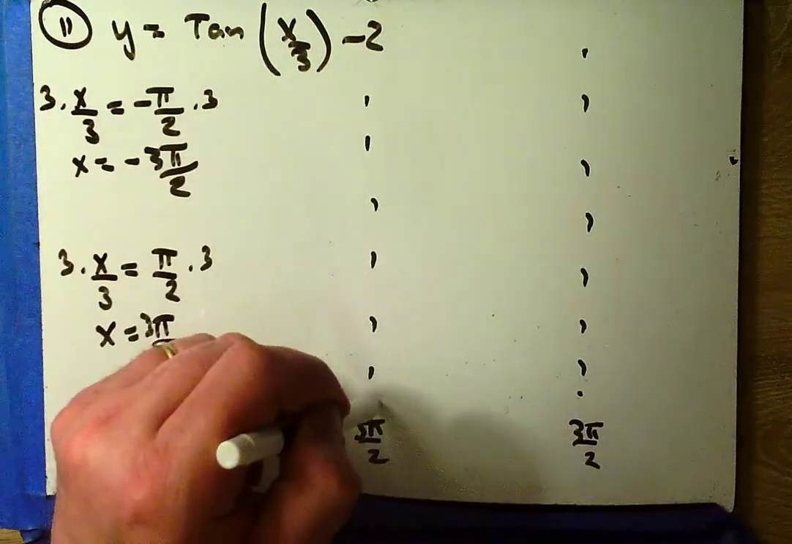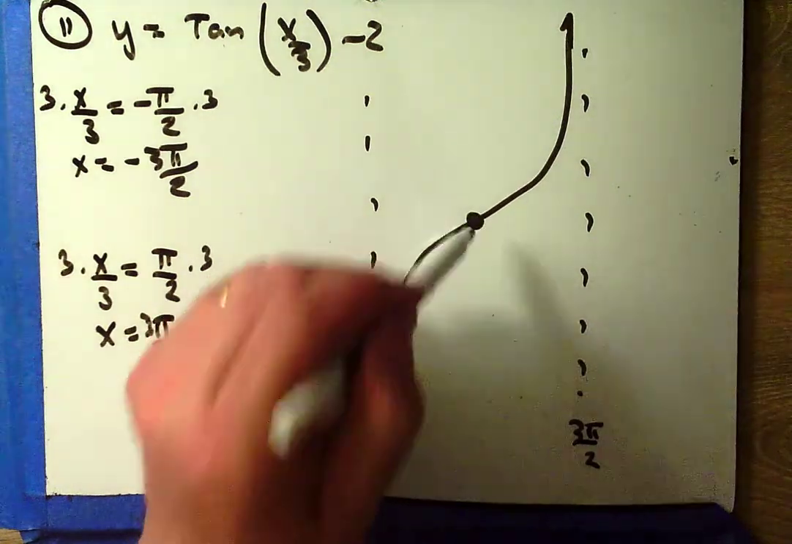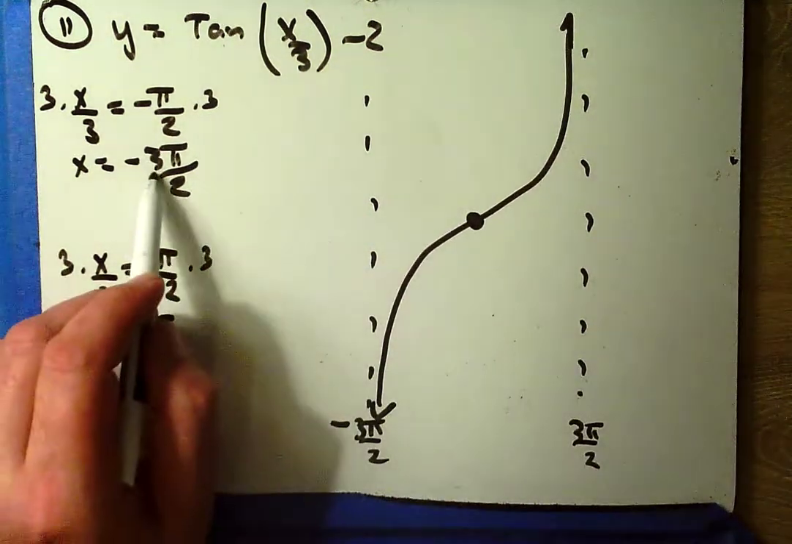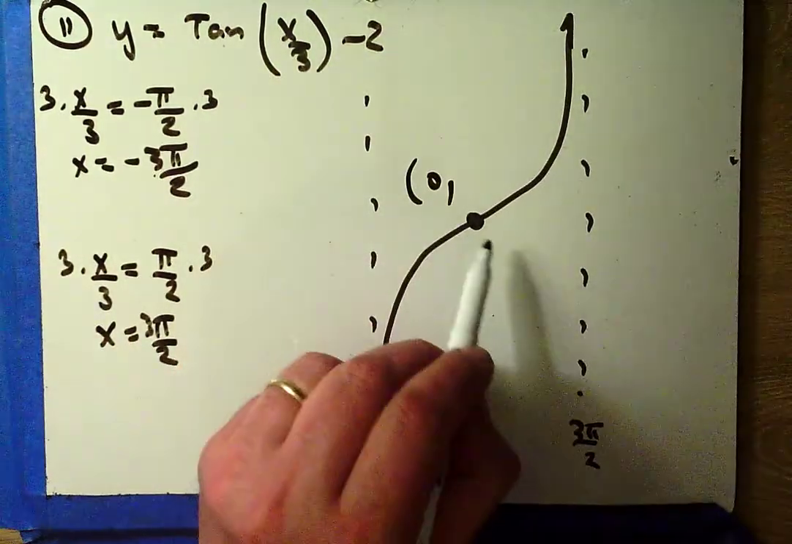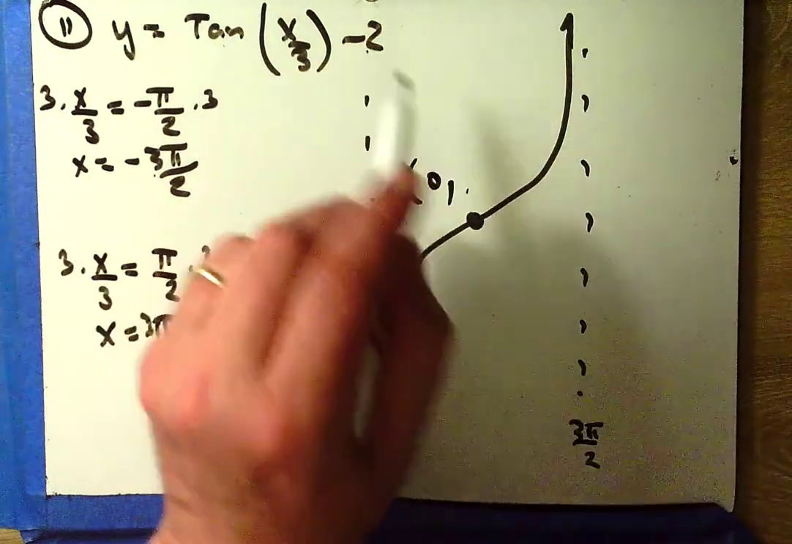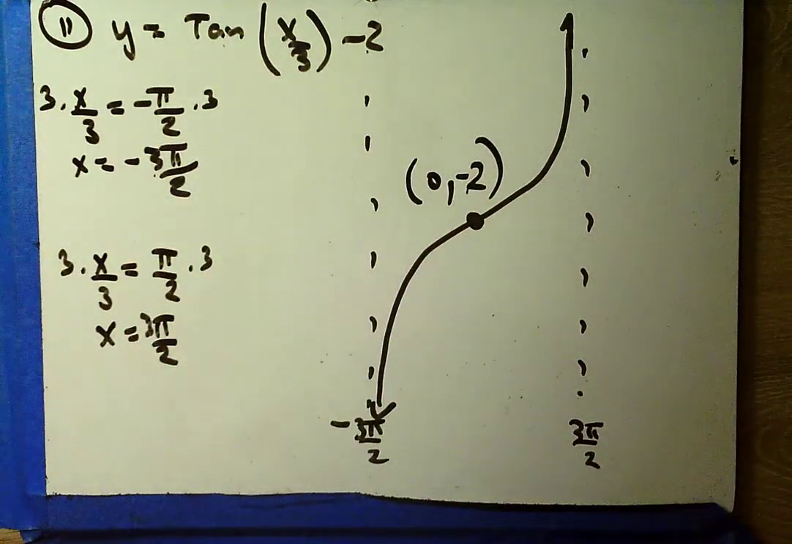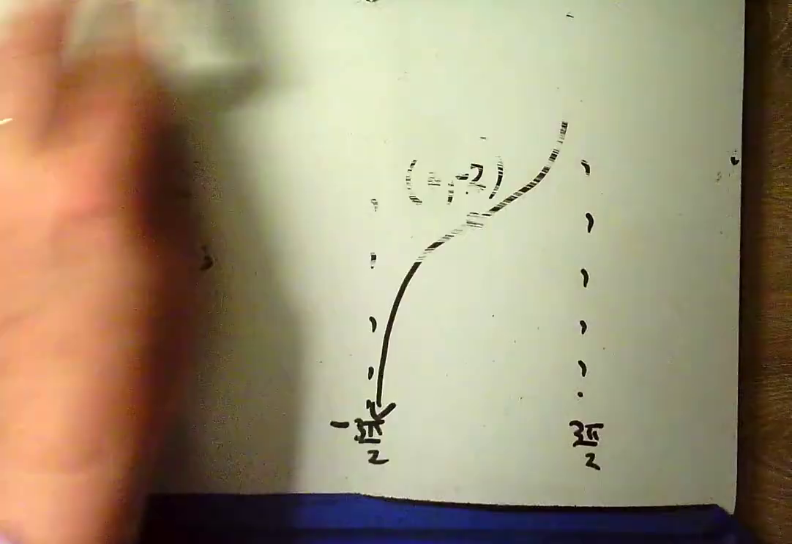It's a positive tangent graph, so this is our shape. This is halfway in between these x values. Halfway between negative 3 pi over 2 and positive 3 pi over 2 is 0. And the y-coordinate here is our d value, negative 2. So there's number 11. Number 12. Number 12 is a cosecant. Let's take a look at graphing cosecant.